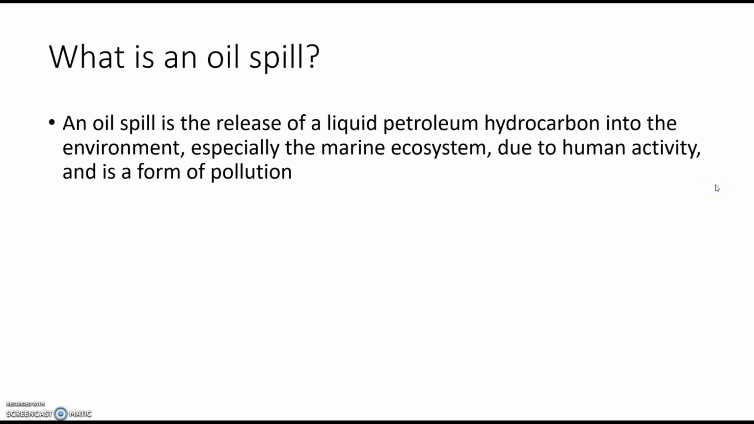What is an oil spill? An oil spill is the release of a liquid petroleum hydrocarbon into the environment, especially the marine ecosystem, due to human activity, and it's a form of pollution. In a later slide, I'll explain how it's a form of pollution, but it's pretty common.